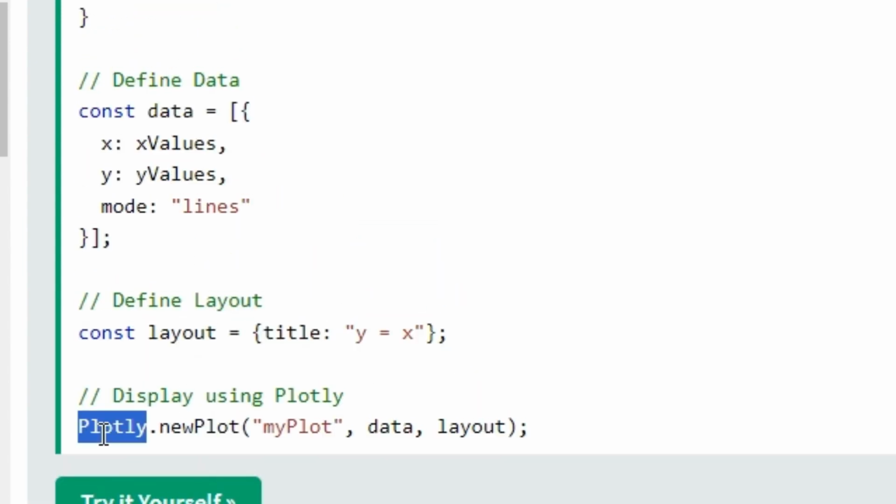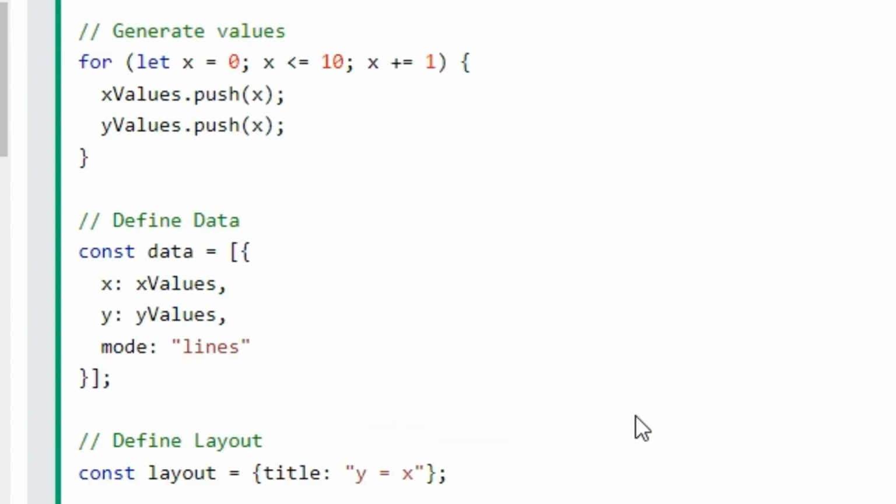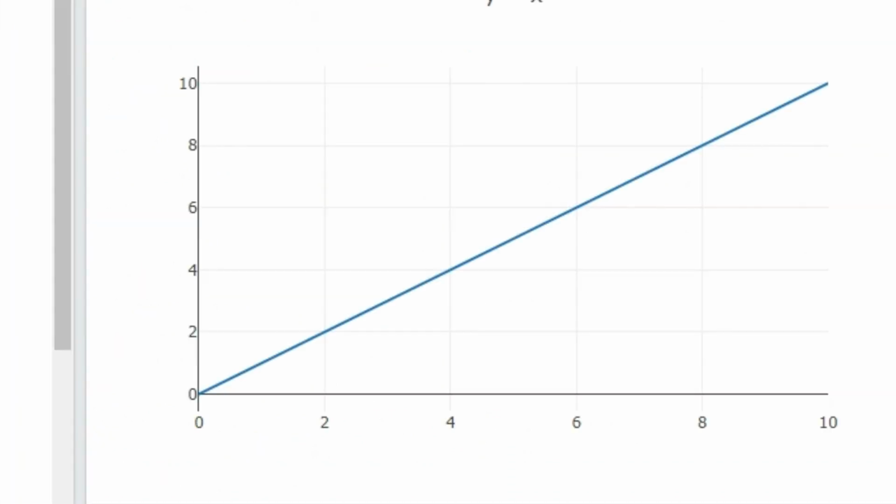Plotly is a class which has a function newPlot, and it requires arguments: the name of the plot, the data, and the layout. I will pass these three arguments. It will display the linear graph. So I have shown you the output of this code snippet.